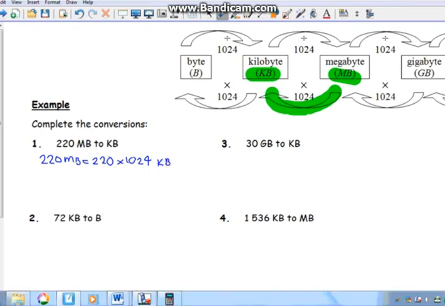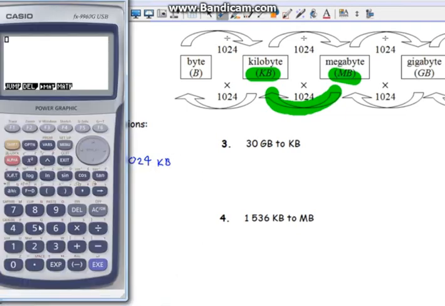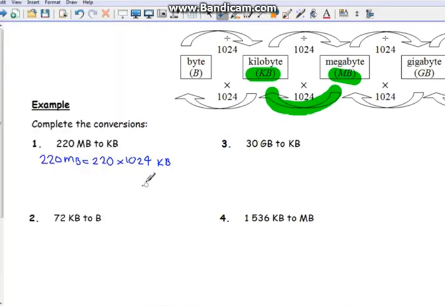And when we do that on our calculator, we get 220 multiplying by 1024, and we come up with 225,280 kilobytes. So writing that here, 225,280. Now it's really important that you put your units. Make sure you put kilobytes, and it's in capitals.